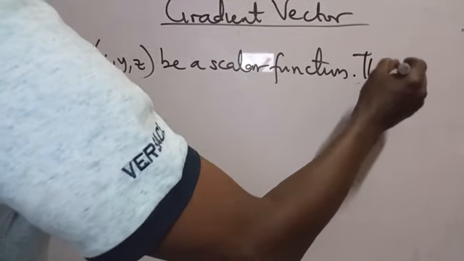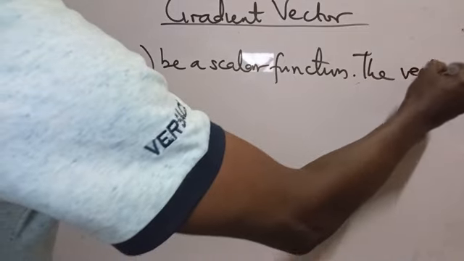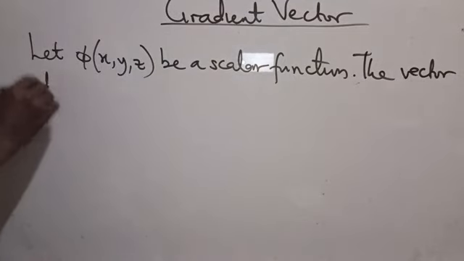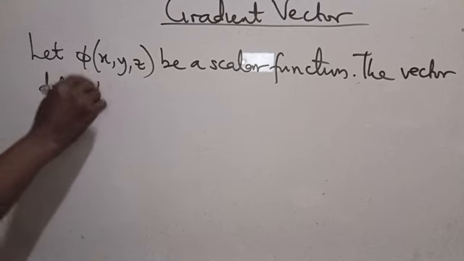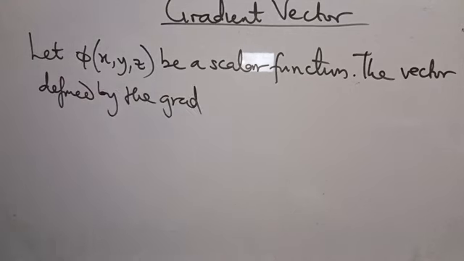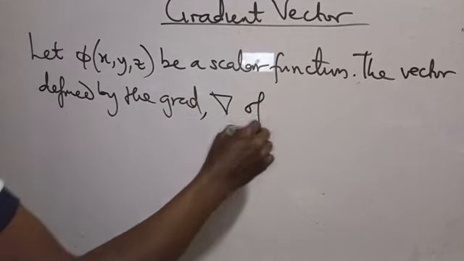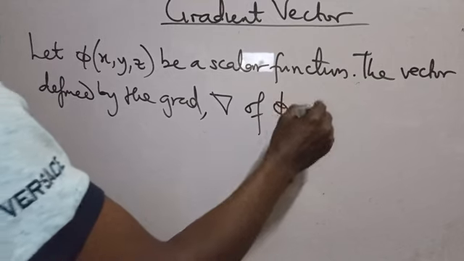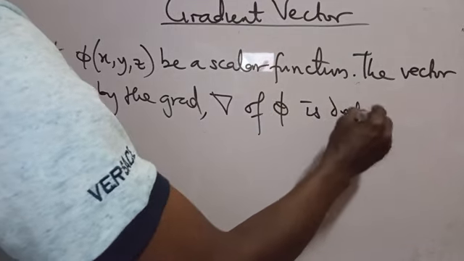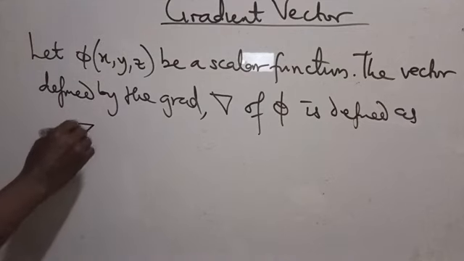The vector defined by the grad, that grad is denoted by this symbol, of phi is defined as, what's the mathematical definition for the grad of phi?